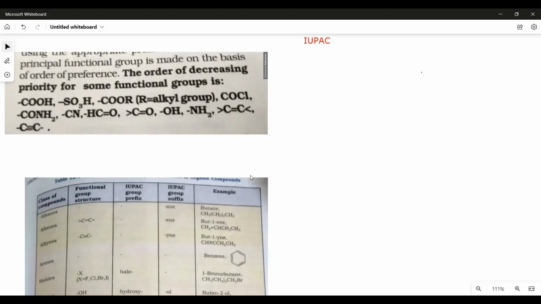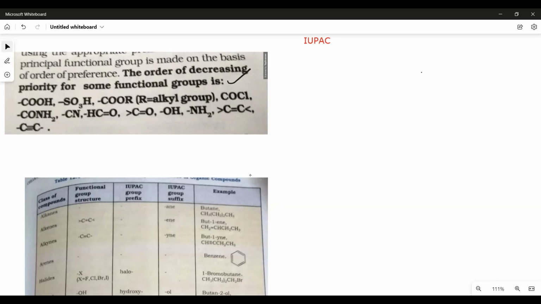Now here we are to do the IUPAC nomenclature of organic compounds. As this IUPAC nomenclature is in 11th as well as in 12th standard, before doing the IUPAC nomenclature, you should know about the priority rule of the functional groups. All of you know well, the functional groups are the atoms or the group of atoms which will decide the properties of an organic compound.